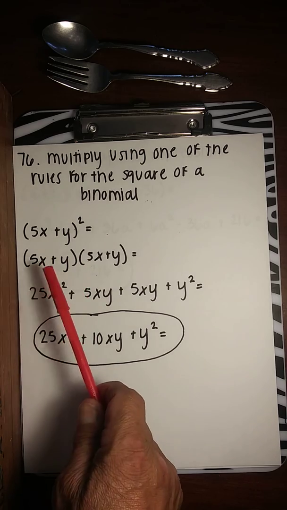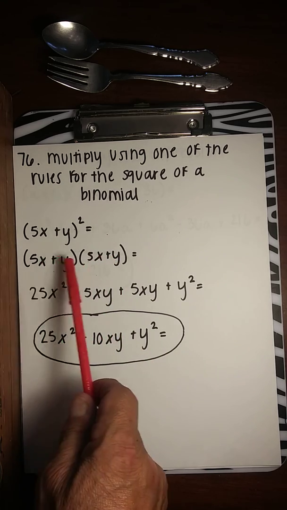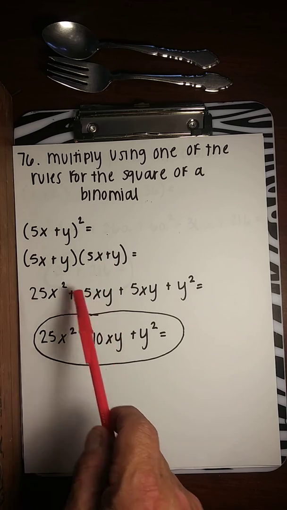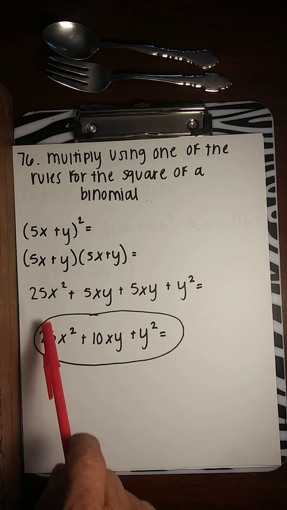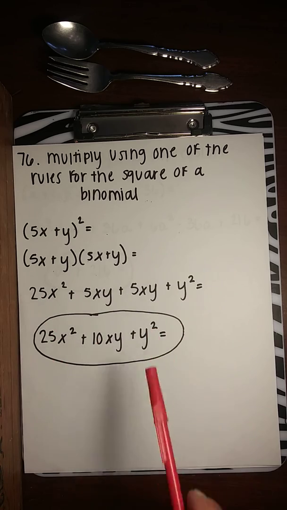5x plus y squared means twice. So 5 times 5, 25x squared. That times that is 5xy, 5xy, and the last one y squared. 5 plus 5, add them together. 25x squared plus 10xy plus y squared.